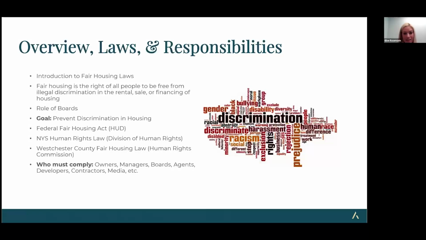So Daniel, do you want to start off and discuss what fair housing law is, the goal, and who must comply? Sure. The fair housing laws are basically the laws that govern the responsibility to not discriminate against anybody in anything having to do with the rental, sale, financing, really the operation of housing, and that includes specifically co-ops and condos. It applies to boards, brokers, real estate brokers, mortgage brokers, anybody who's involved in that aspect, and anything to do with the housing.